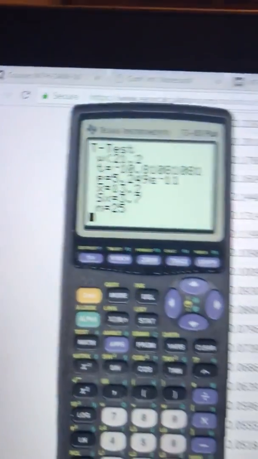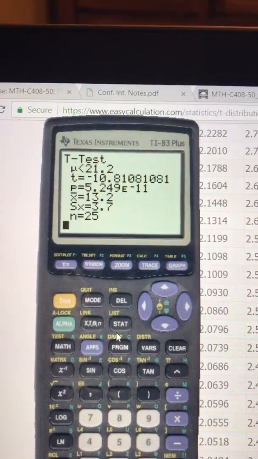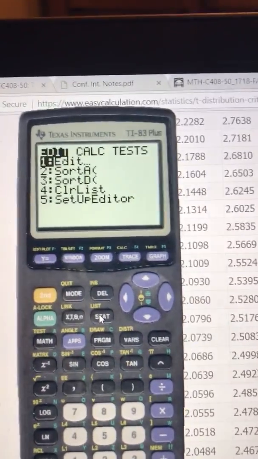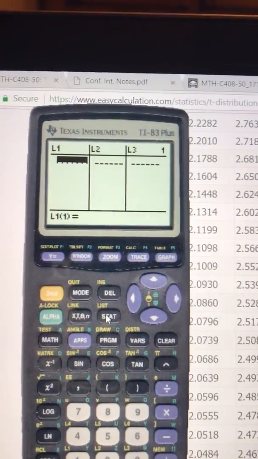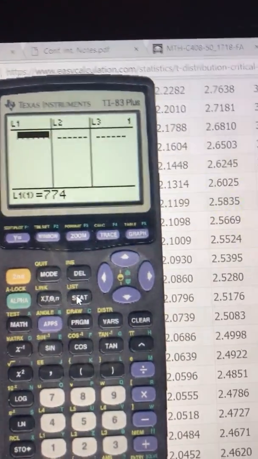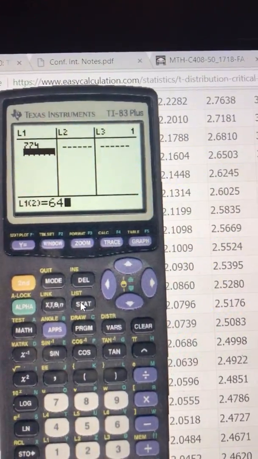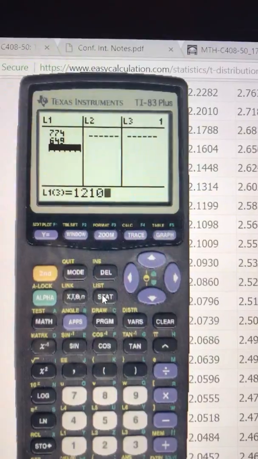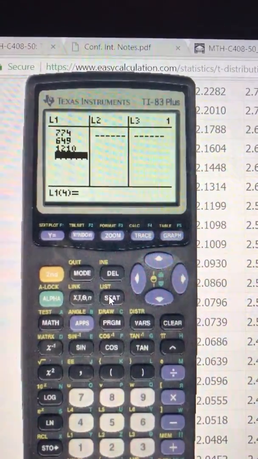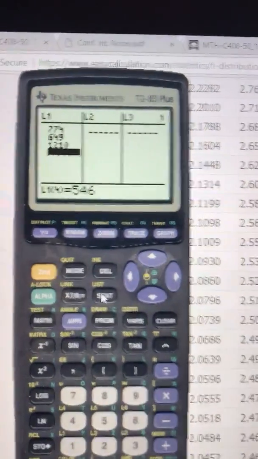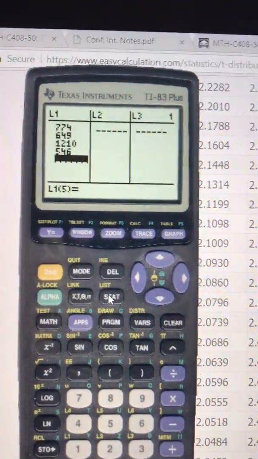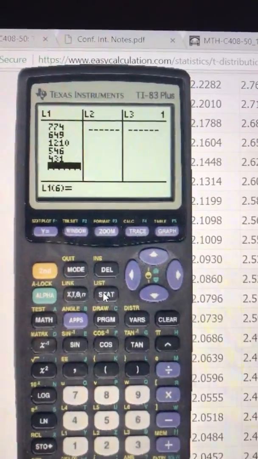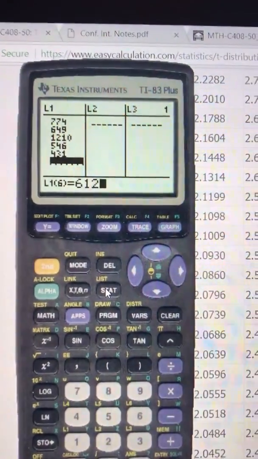So what we want to do first is go to stat and edit. Type those numbers in. So we've got 774, 649, 1210, 546, 431, 612.